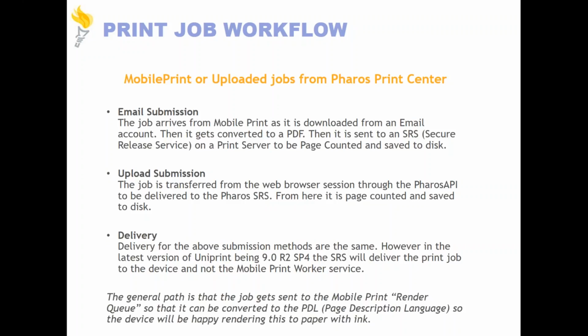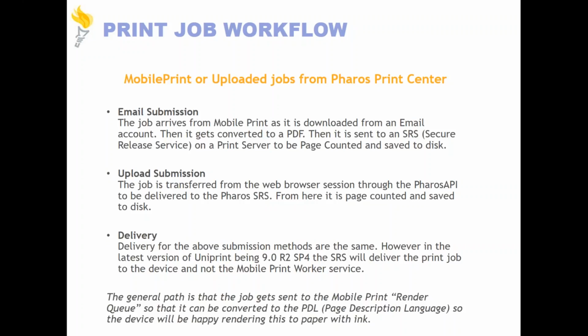last bullet point, delivery. So delivery for the above two methods, email and upload jobs, is the same. Up until Uniprint 9.0, Release 2, Service Pack 4, and Mobile Print 2.2. At this point, at the latest versions, the secure release service will deliver the print job to the device and not the mobile print worker service. We've separated some of that work.